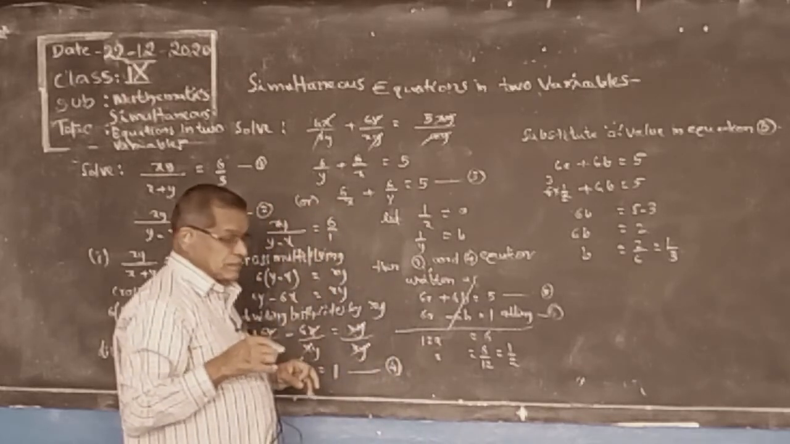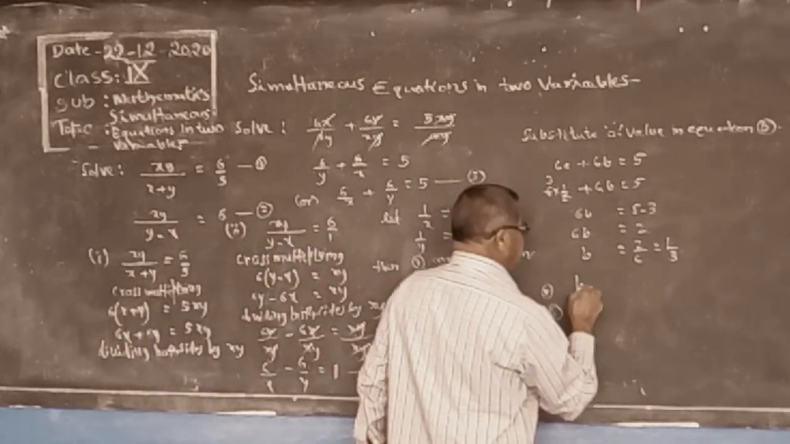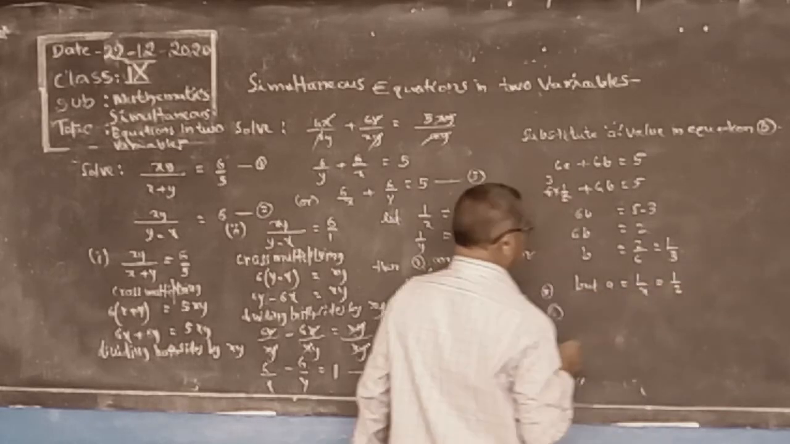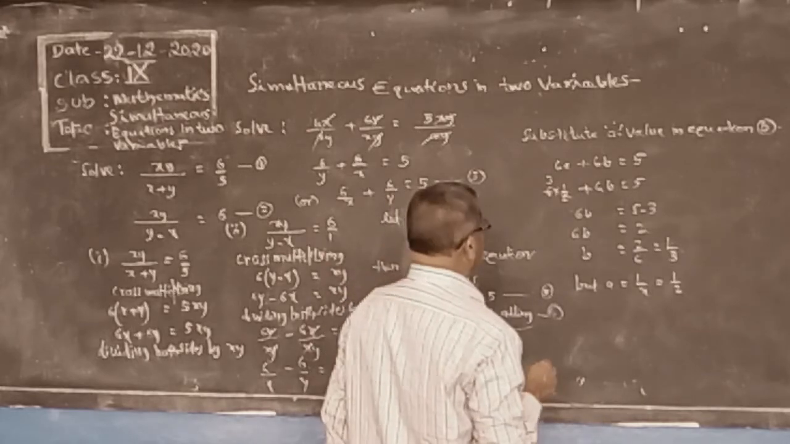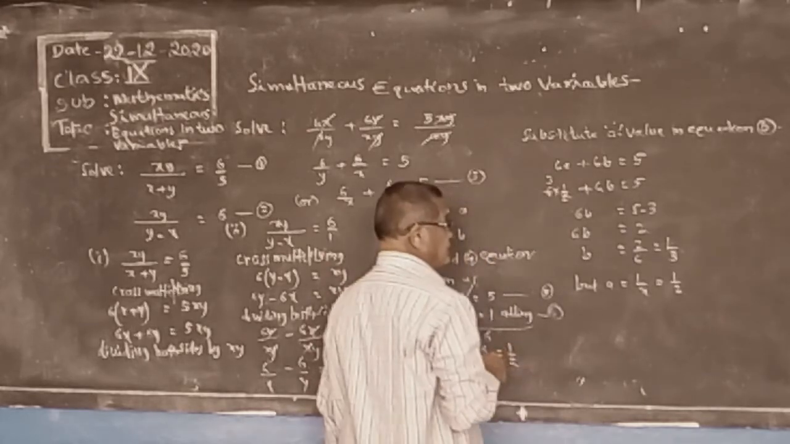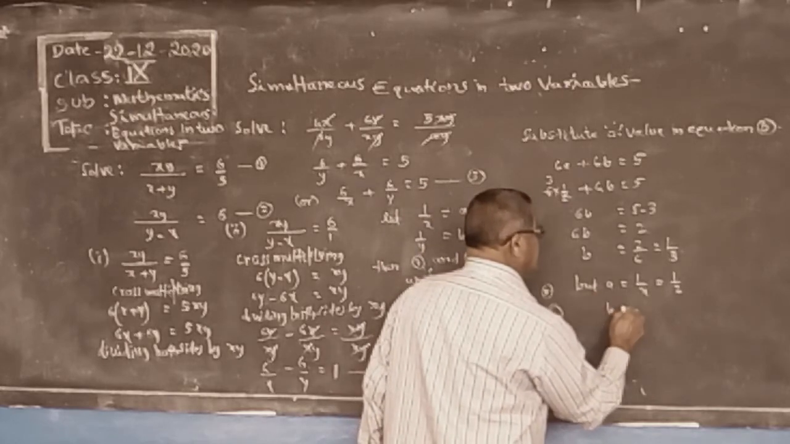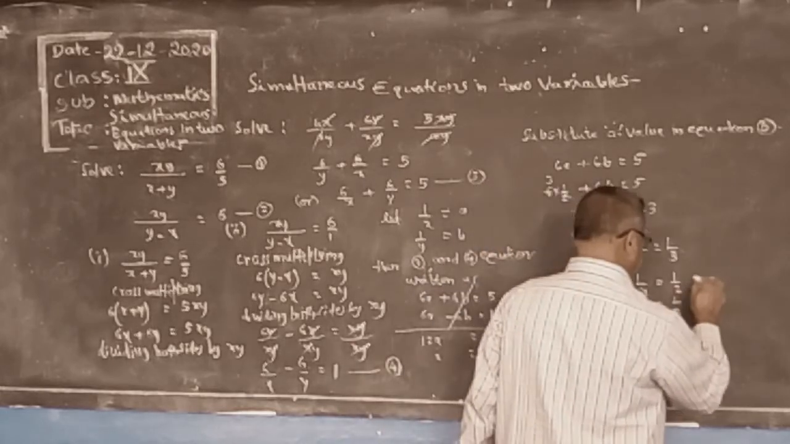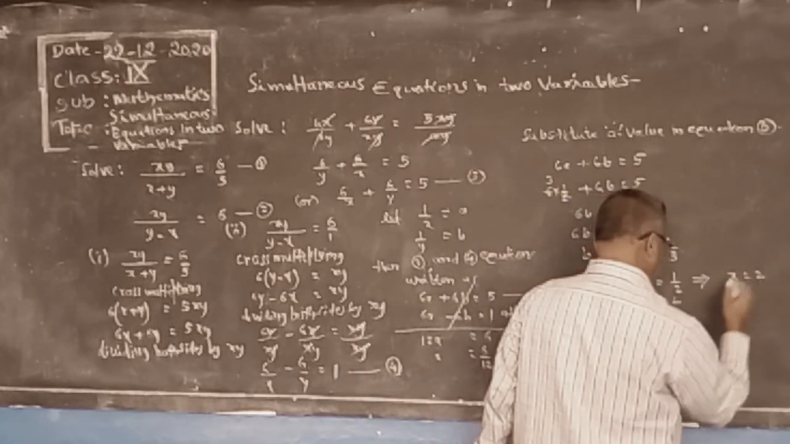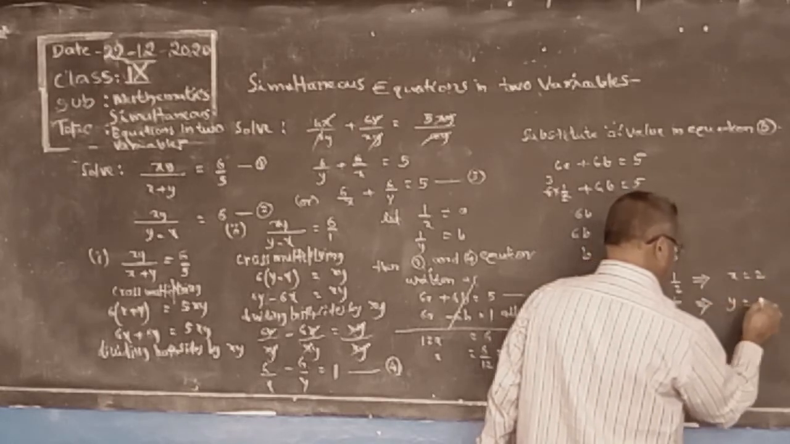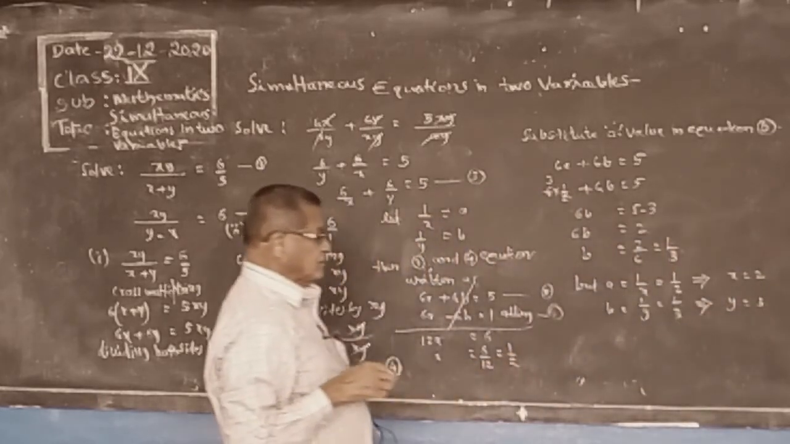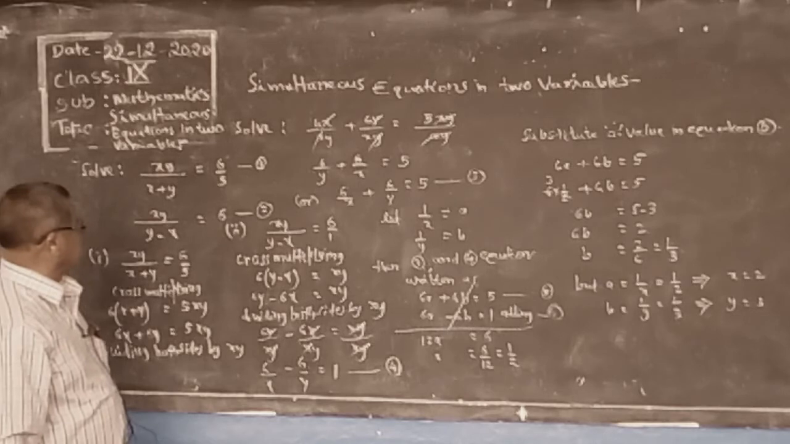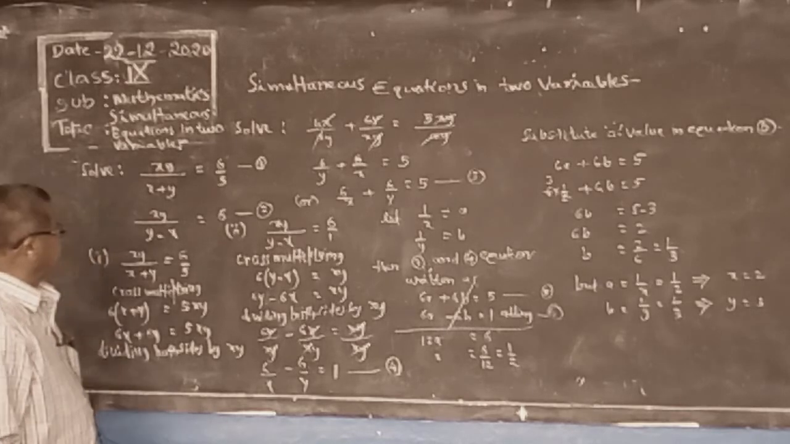But we supposed a equal to 1 by x is equal to 1 by 2. The a value is 1 by 2, the b value is 1 by 3, and b is equal to 1 by y is equal to 1 by 3. That implies x is equal to 2 and y is equal to 3. Therefore, x value is 2, y value is 3. If you substitute in the original equations, you will get the same answer.